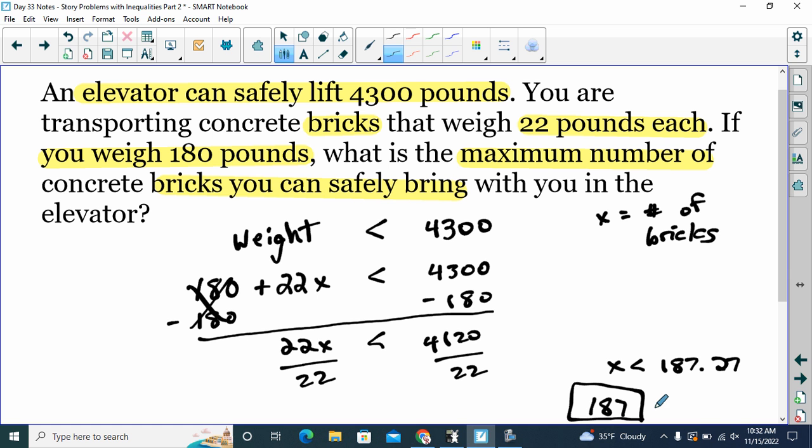You might want to bring less than that, though. We don't want to get close to the safety limit. I'd probably bring about 150, but 187 is the most you can bring.